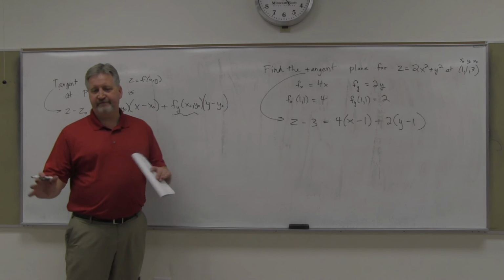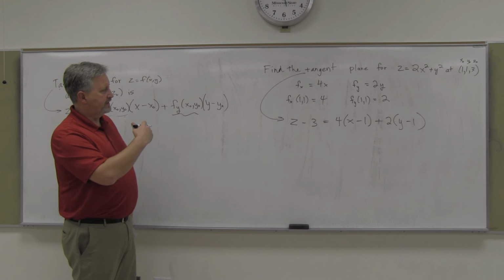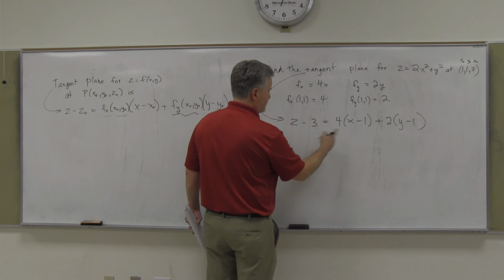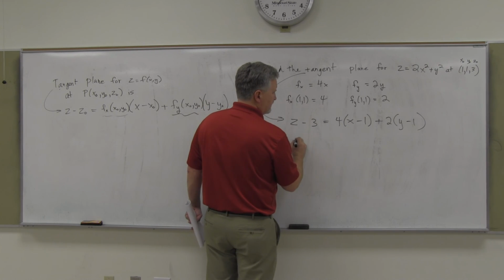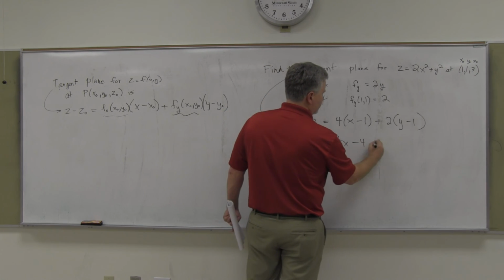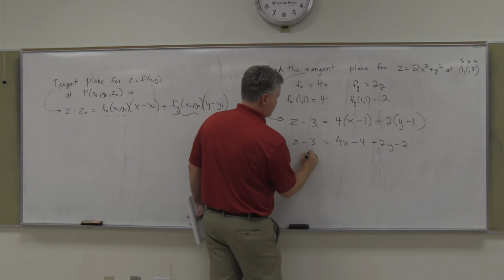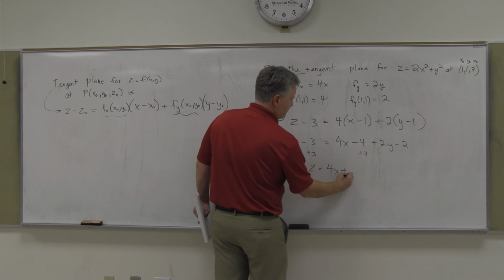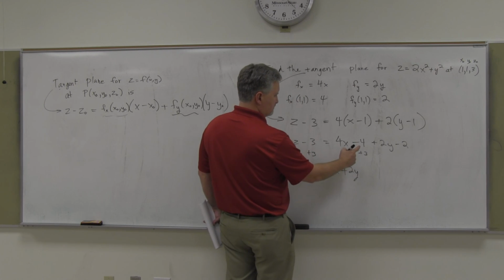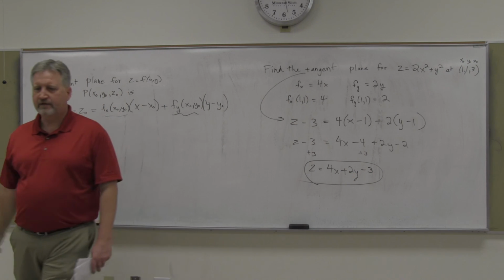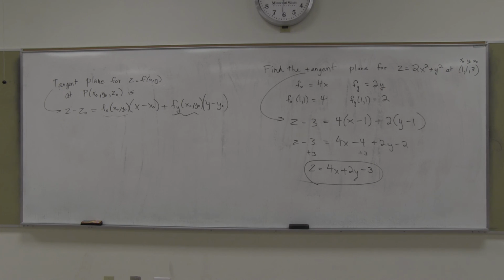Now, usually what they do is list it in z equals form. So let's solve this for z and simplify here. Let's go ahead and distribute: 4x minus 4 plus 2y minus 2. Then just add the 3. Solving for z, it'll be 4x plus 2y minus 3. Not too bad, right?